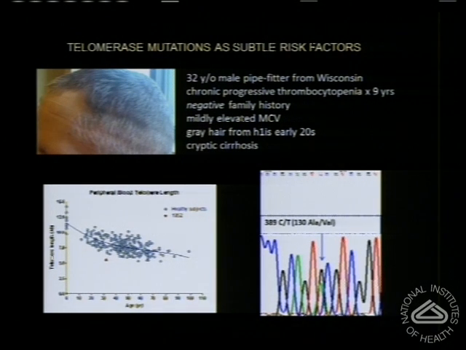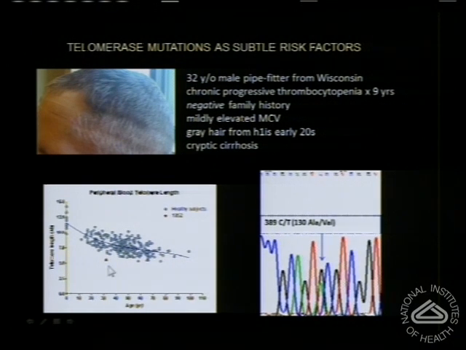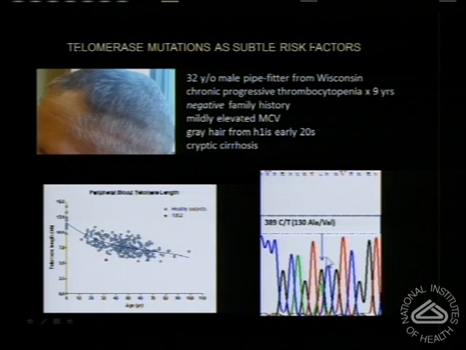This is a picture he took with his iPhone when he was home. We identified that he had short telomeres. We identified a mutation in the TERT gene, and he had gray hair from his late 20s, early 30s. So early graying of the hair, it's not specific, but it's a very good clue to telomere disease.